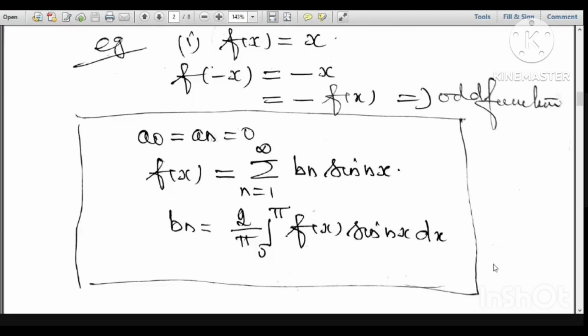So if a problem is given and it is an odd function, it will be very easy to solve, because the a naught and a n values will be 0. You only have to find the b n value.